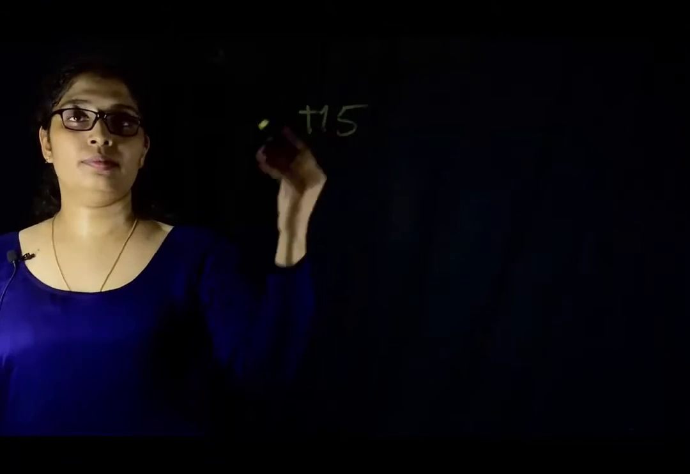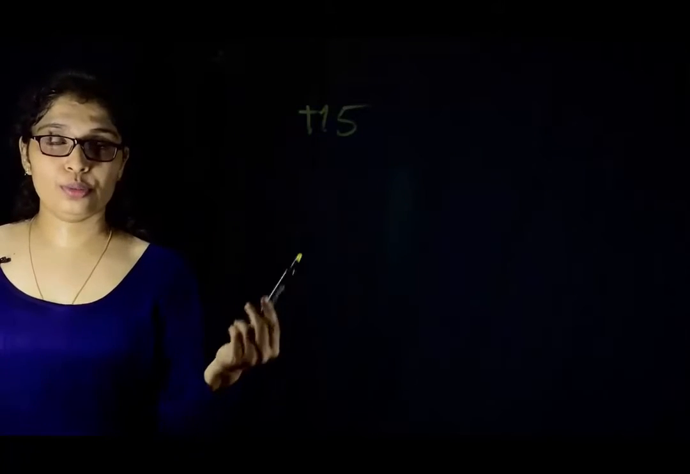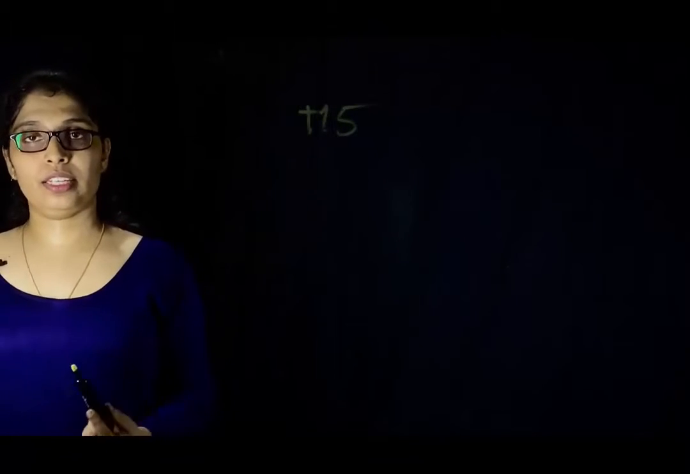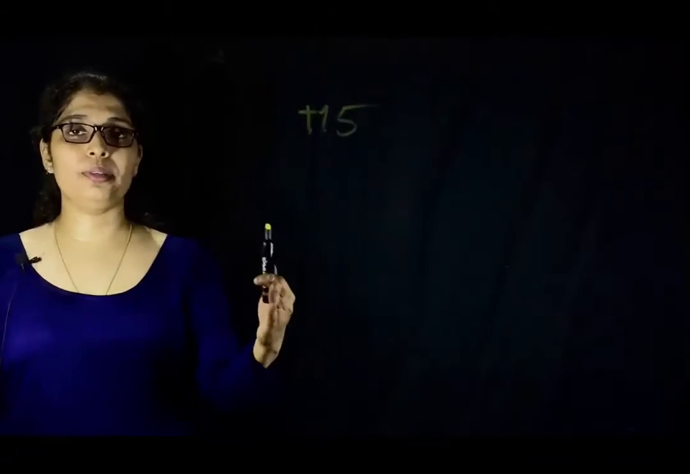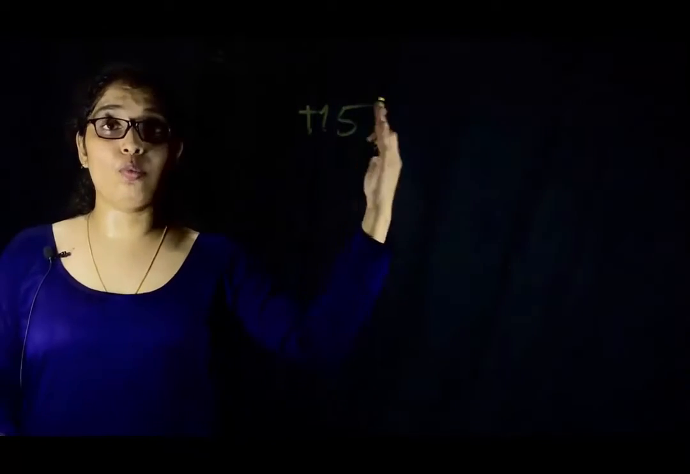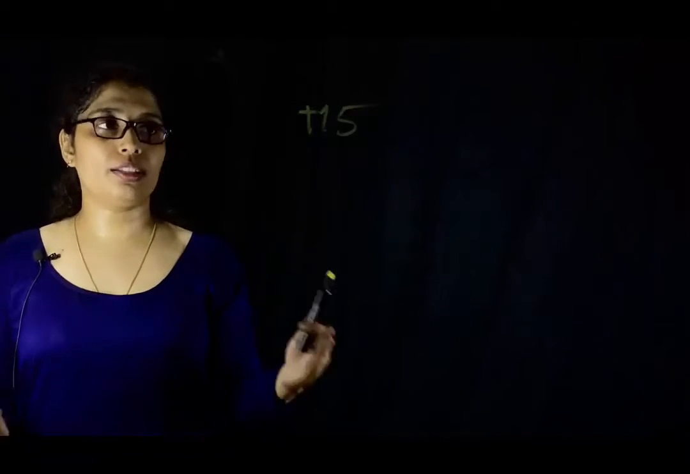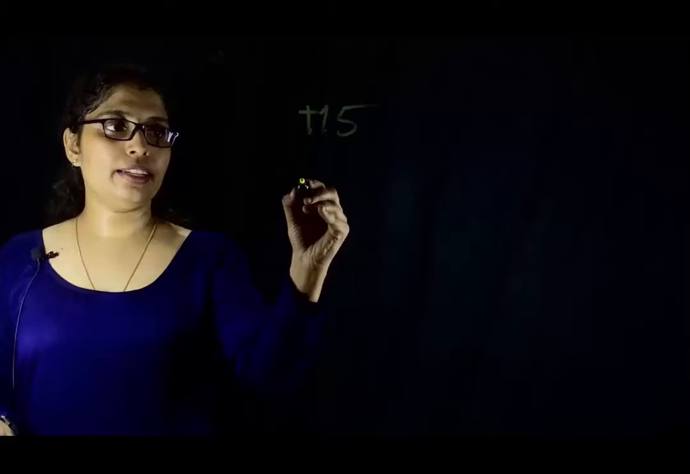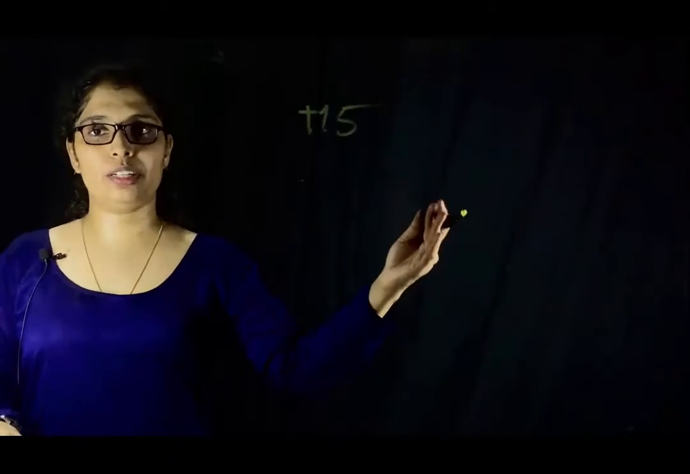And what about this positive 15? Suppose the question is like this: get the 2's complement form of positive 15. The number is positive, so the procedure is simple. The sign magnitude form, 1's complement form, and 2's complement form, for a positive number, all are the same. So simply write the sign magnitude form of this positive 15. That will form the 2's complement representation also.